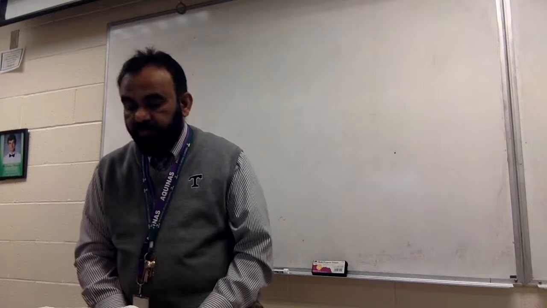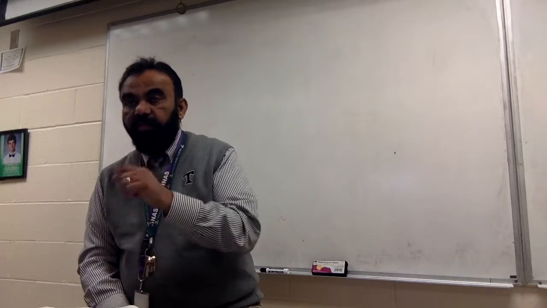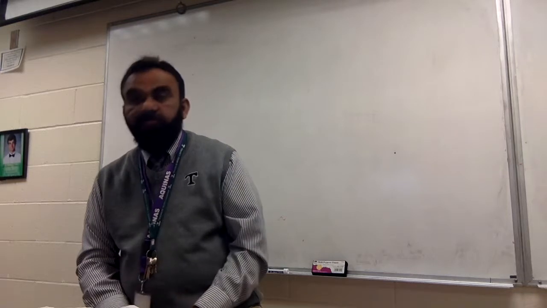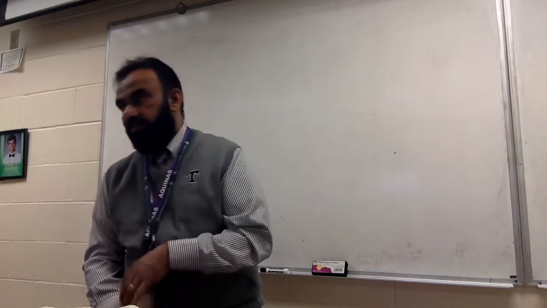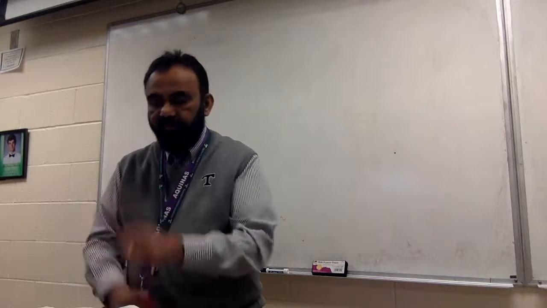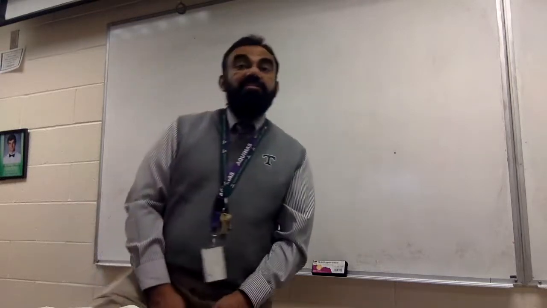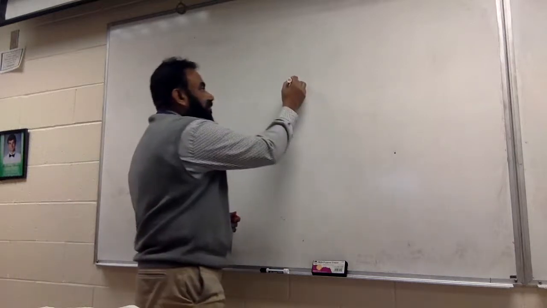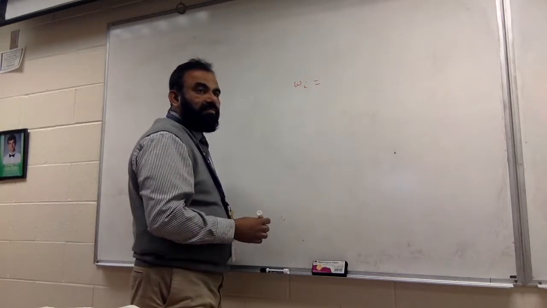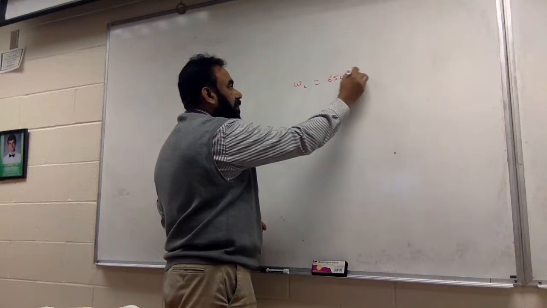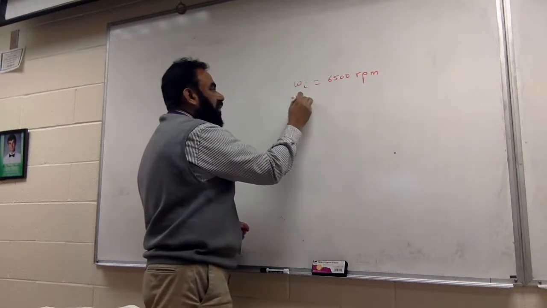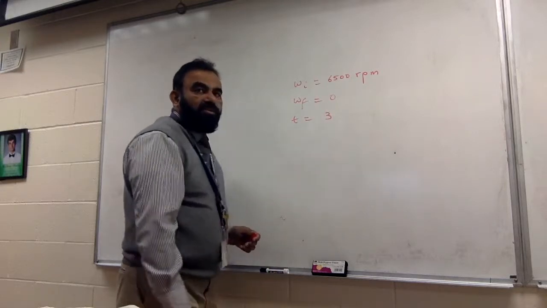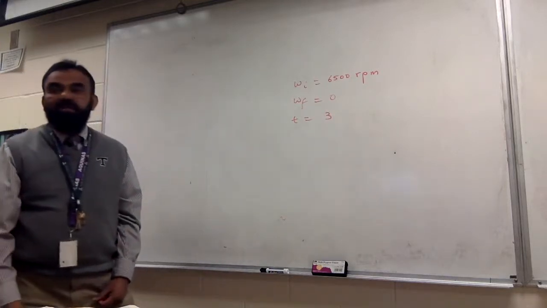I gave you the blades of a blender. They are going at 6,500 RPM and it's turned off and comes down to rest in 3 seconds. Think of a blender. Okay? Comes down to rest in 3 seconds. So what is the data that's given to you so far? Is omega initial given? Yes, that's 6,500 RPM. Omega final, 0. Time, 3 seconds. So you're given all the details, but are they in favorable units?